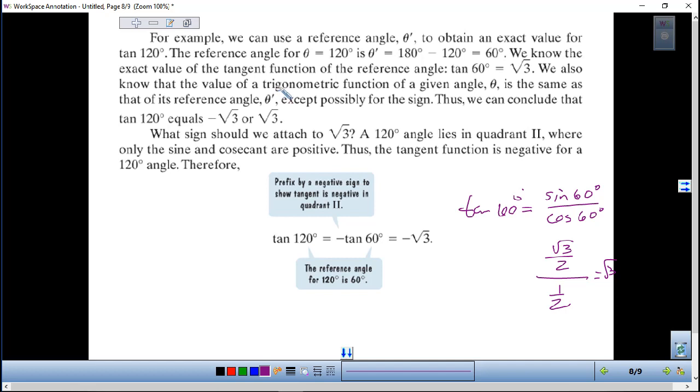Now, we also know that the value of the trigonometric function at a given angle theta is the same as that of its reference angle, except for possibly the sign, positive or negative. So we know that tangent of 120 degrees equals negative square root of 3 or positive square root of 3. What sign should we attach? A 120 degree angle lies in quadrant 2, where only the sine and cosecant are positive, everything else is negative. So sine's positive, cosine is negative, and we've got sine over cosine. So this is essentially square root of 3 over 2 over negative 1/2, so that is negative square root of 3.